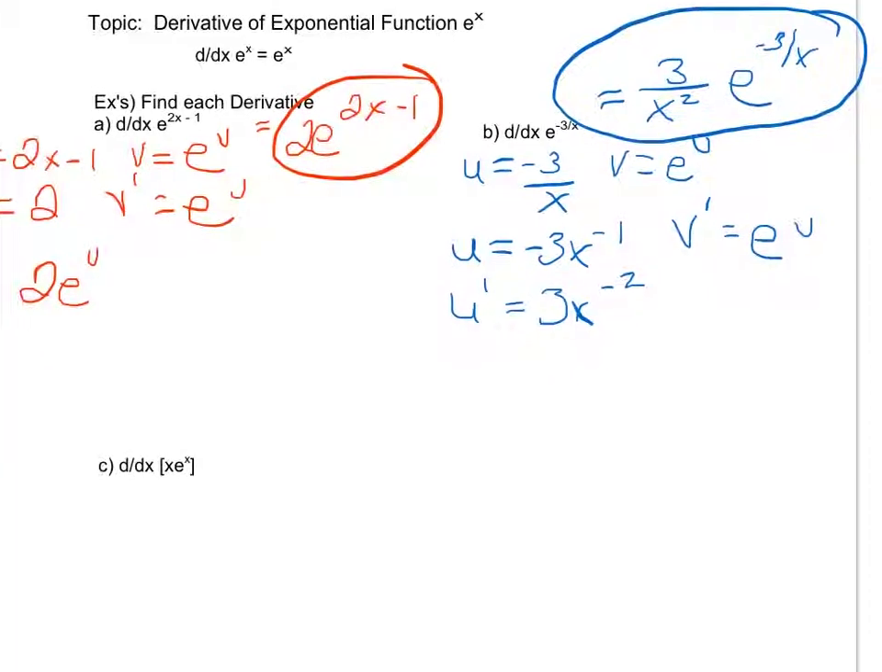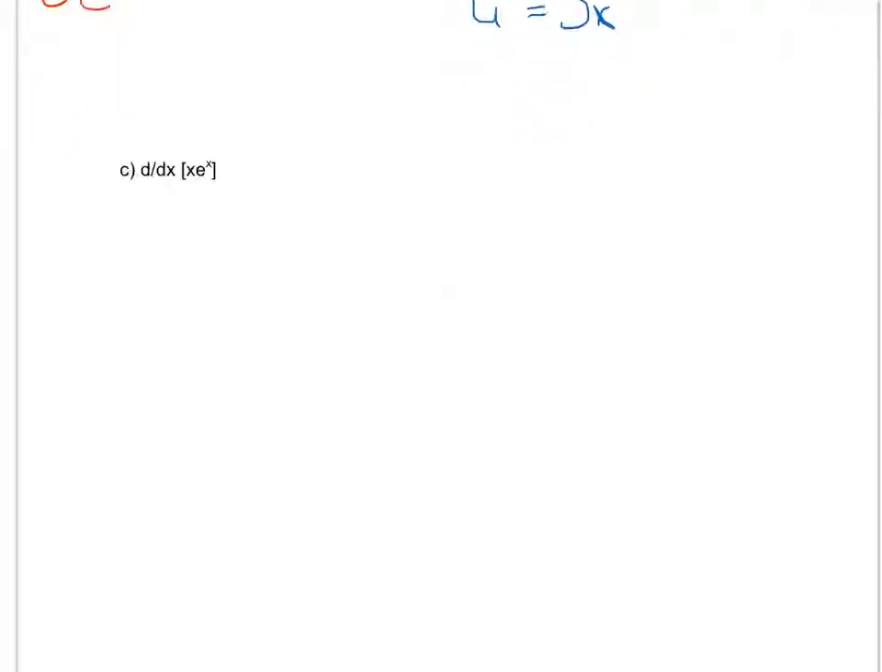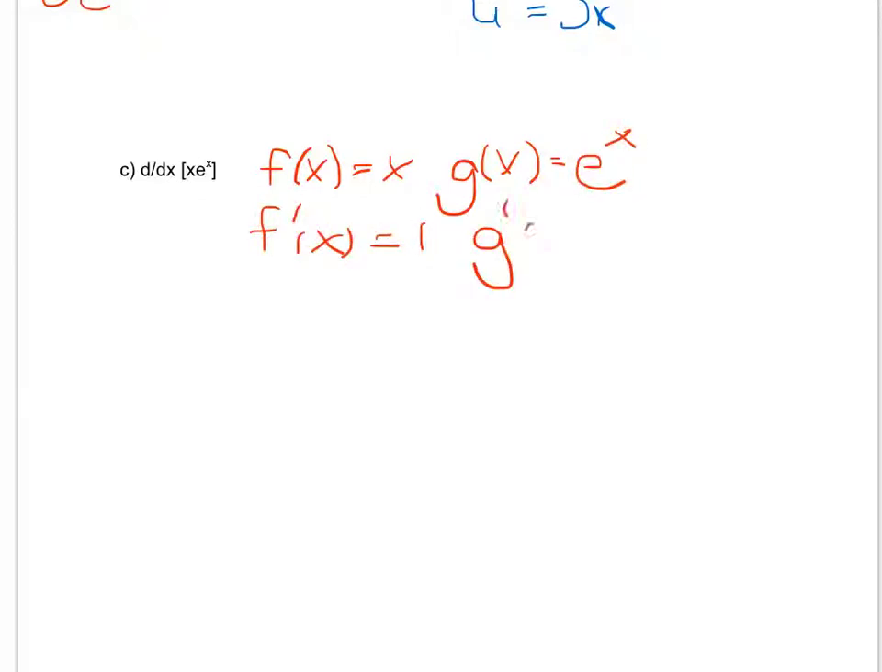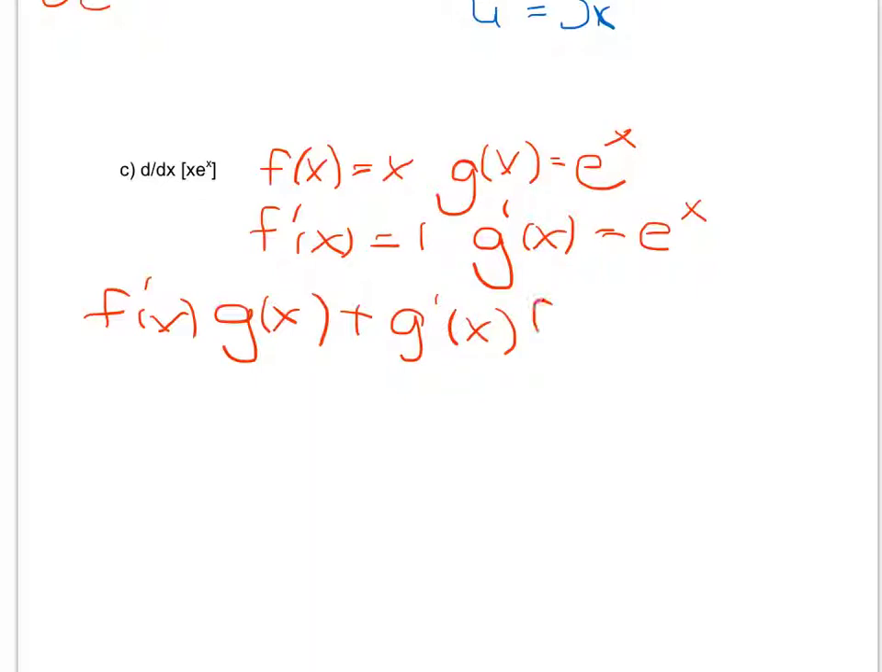Looking at one more example, I have the derivative of x times e to the x. Since I have multiplication here, I am going to use my product rule. So I'm going to let f of x equal x, g of x equal e to the x, f prime of x equal 1, and g prime of x equal e to the x. Remember, my product rule tells me to take the derivative of the first times the second plus the derivative of the second times the first.